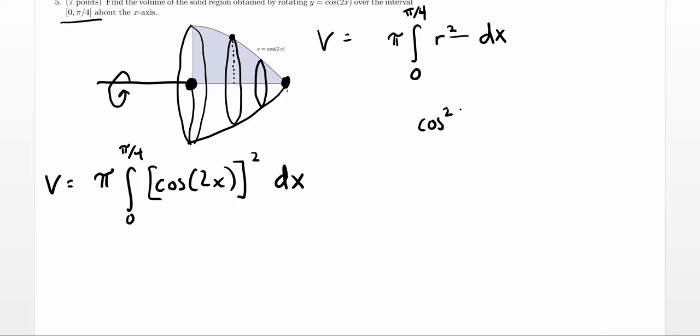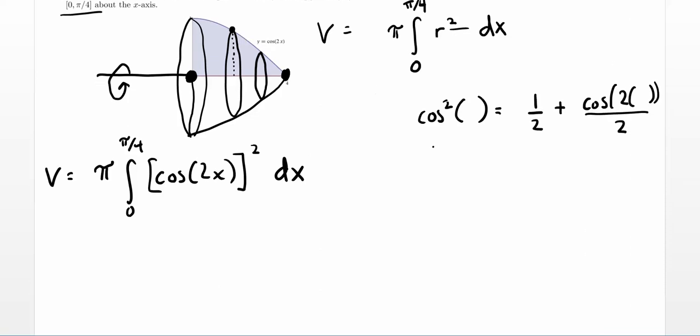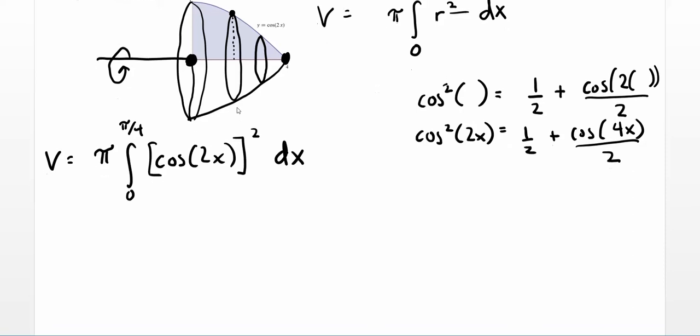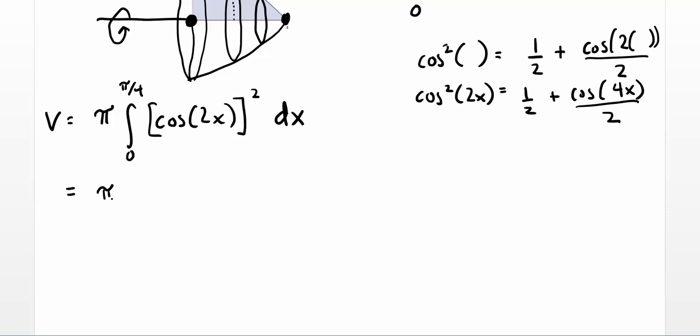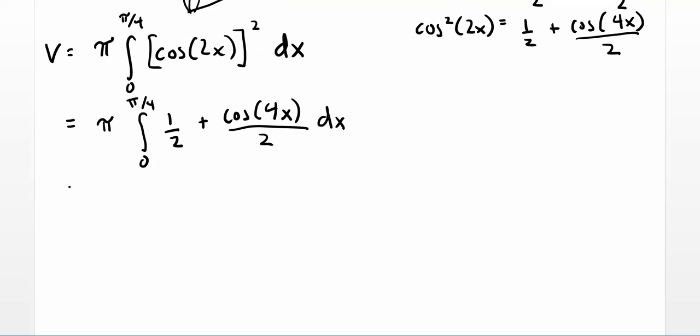Cosine squared of anything is equal to 1/2 plus cosine of 2 times that same anything divided by 2. So in our case, cosine squared of 2x is equal to 1/2 plus cosine of not 2x but 4x divided by 2. So we can rewrite our integral with that identity instead. Integral 0 to pi/4, 1/2 plus cosine of 4x divided by 2 dx.